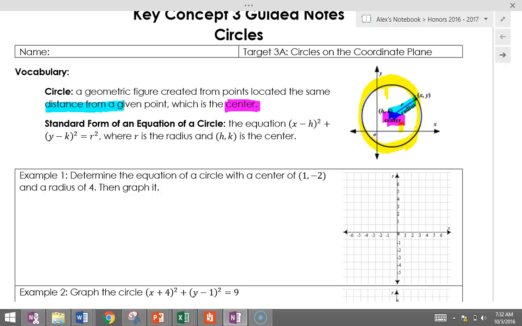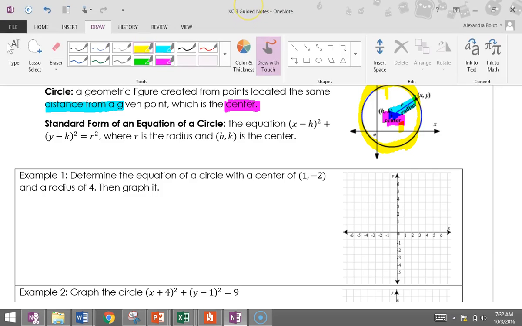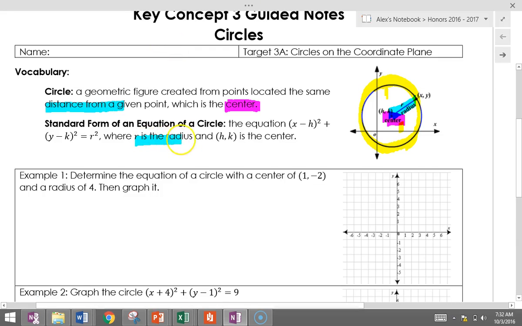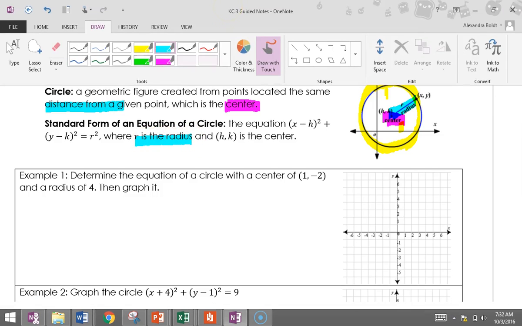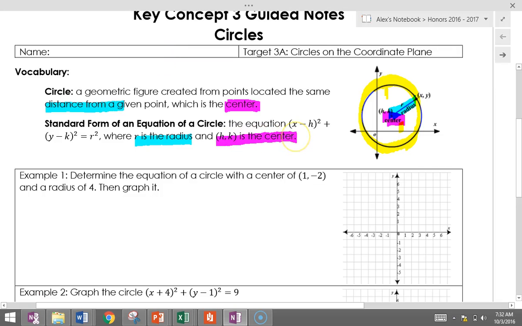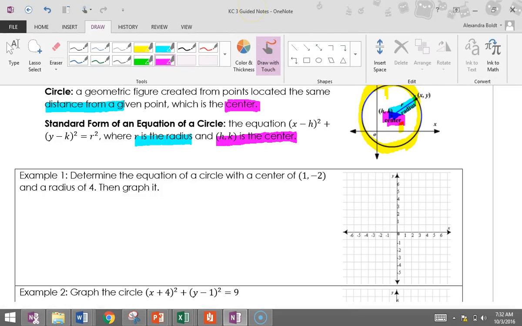Then we have what we call the standard form of an equation. So we have the equation (x minus h) squared plus (y minus k) squared equals r squared. R is our radius. Okay. We looked at this a little bit today in class. And then (h, k) is our center. So let's look at a few examples with this.